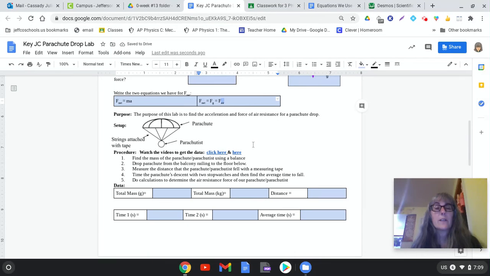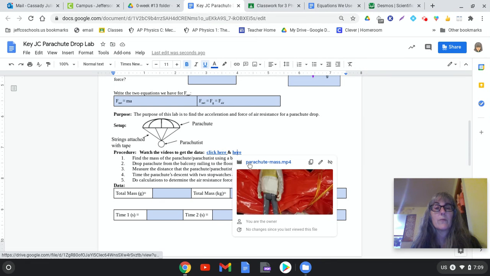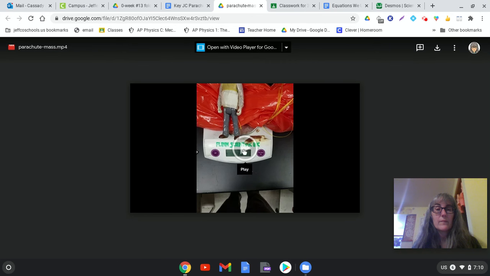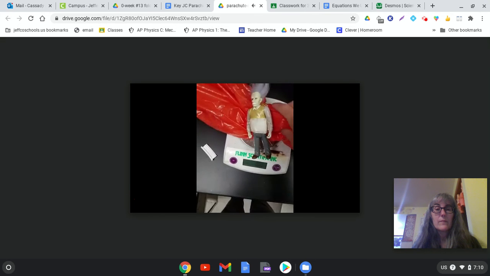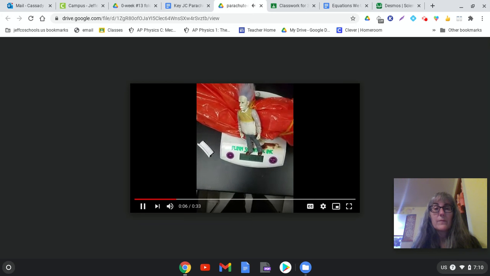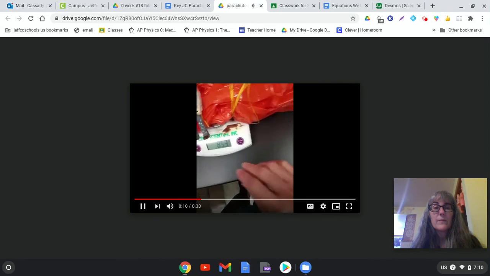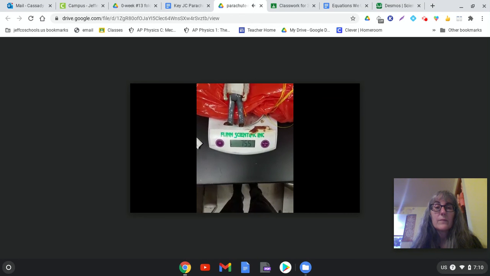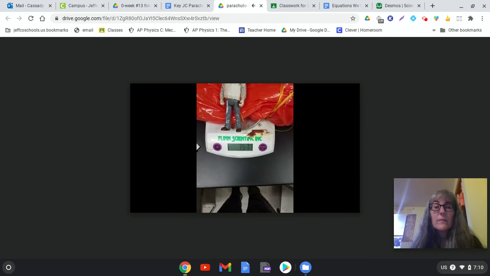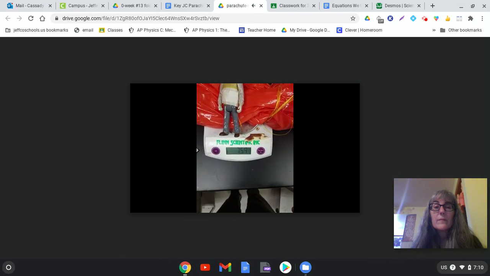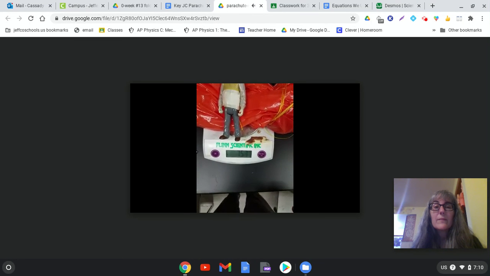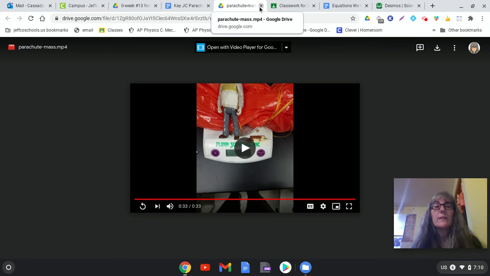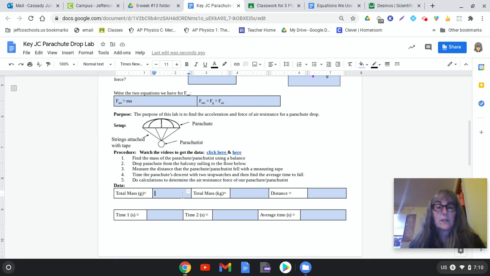All right, so we're going to watch the videos to get the data. Let's watch the second one first, of the parachute and Einstein. Goes 75.5. Yeah, let's go 75.5 grams. Okay, so once that's settled, our total mass in grams is going to be 75.5.